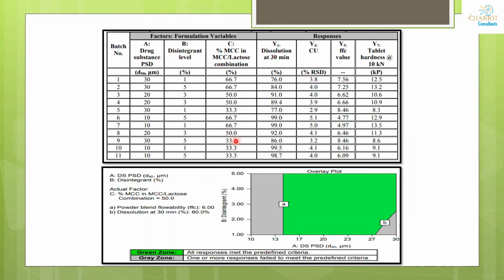Based on this, we get a kind of overlay plot. The overlay plot shows the relationship between your disintegrant level and your PSD level. Whatever is in the green is meeting your goals. So whenever you are using a particle size less than 30, around 10 micron, you are having a response which is green, for whichever responses you have kept.